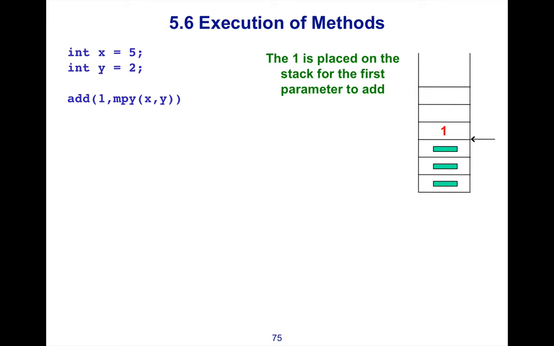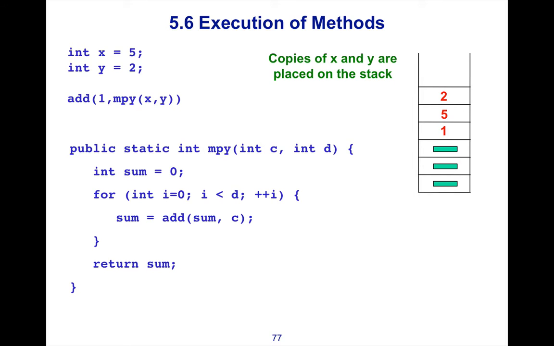Now in order to call multiply, we have to push its parameters on the stack. And x and y get the values 5 and 2. And they're shown pushed here on the stack. It may look backwards, but remember the first parameter gets pushed first, and that's x's value. So the 5 gets pushed onto the stack first, and then the 2 gets pushed second, leaving it on top. So with 5 and 2 pushed on the stack, multiply is ready to begin its execution.